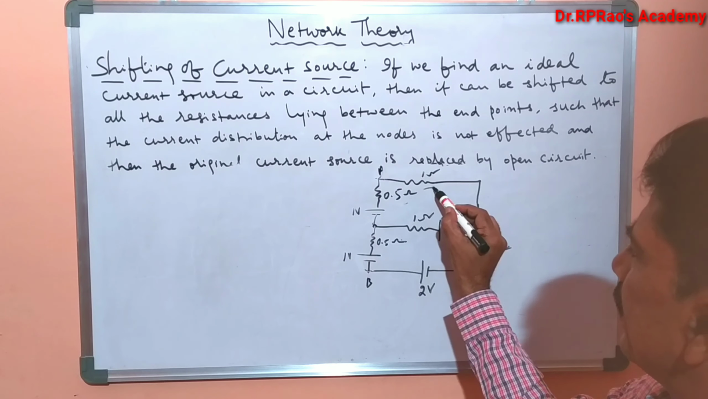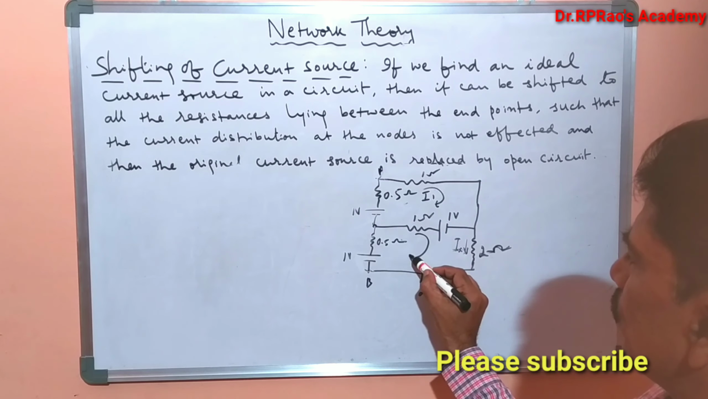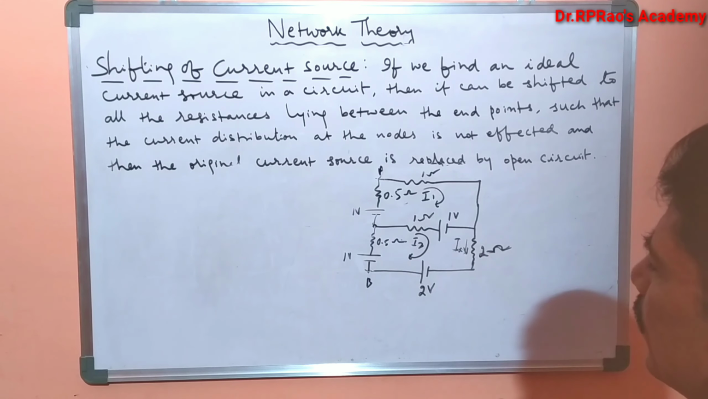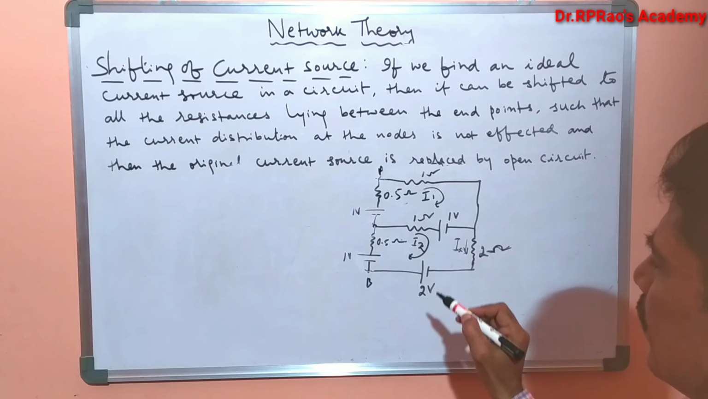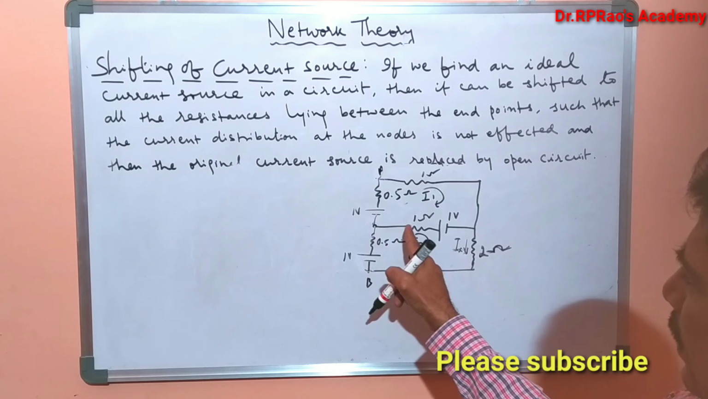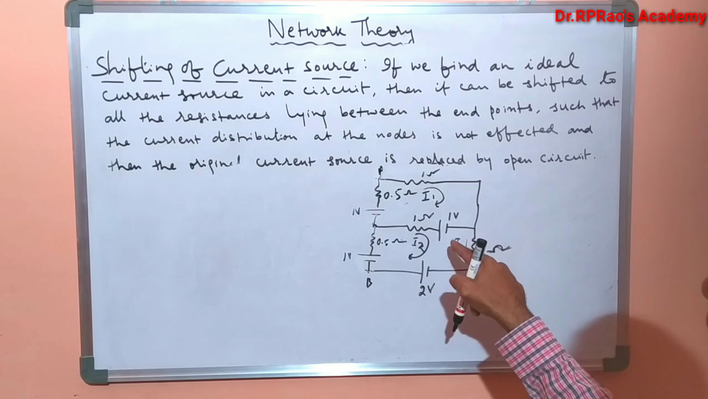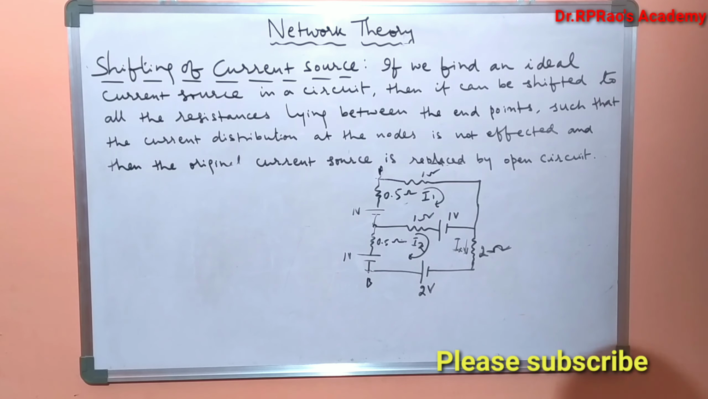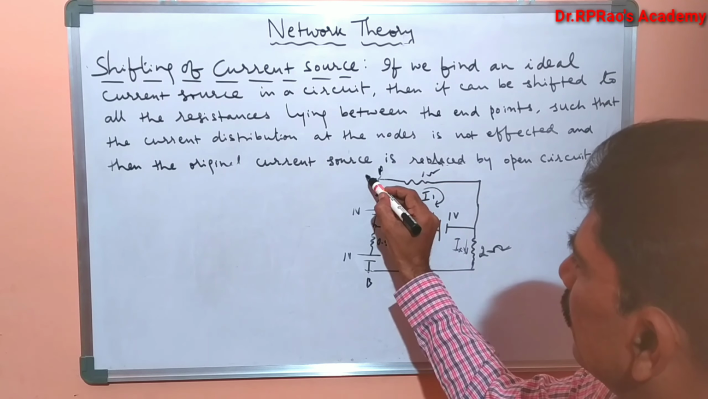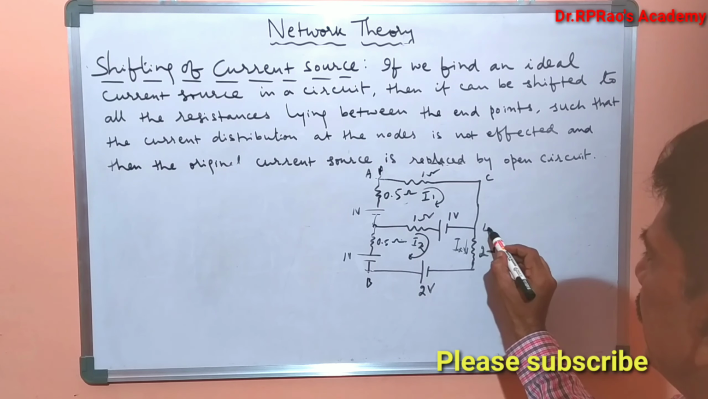Let the current in this loop be I1, and let the current flowing in this loop be I2. Okay? Now apply Kirchhoff voltage law. In this branch, current moving in this direction will be with respect to I1 minus I2. Okay? Let us apply Kirchhoff voltage law now. This is point A, B, let this be C, D, E.